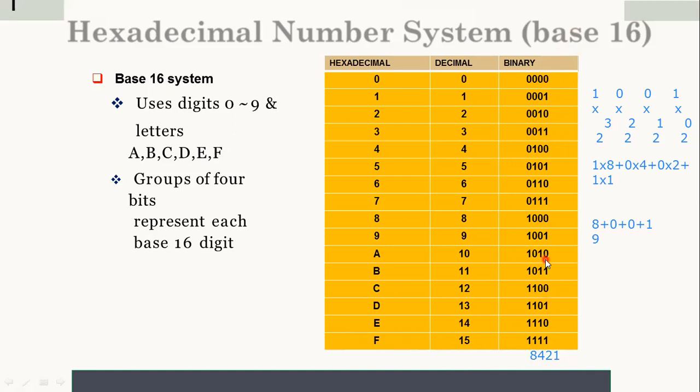So by using this 8421 code, we can easily remember this table.